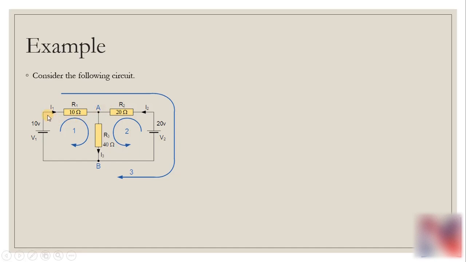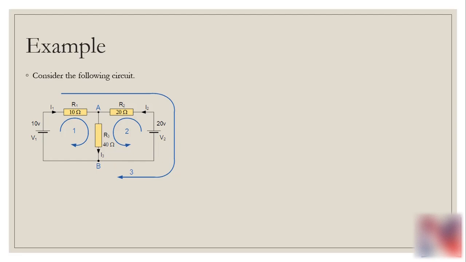Here we have three currents. I1 is entering into the node A, while I2 is also entering into the node A, but I3 is leaving the node. So according to KCL, the summation of currents entering into the node will be equal to summation of currents that are leaving the node. That is I1 plus I2 should be equal to I3. So now let's proceed and solve this example.